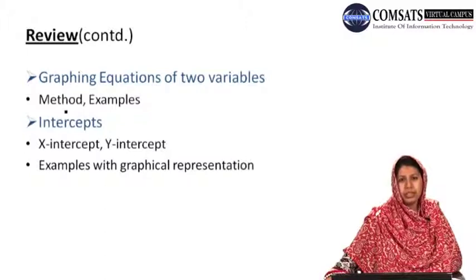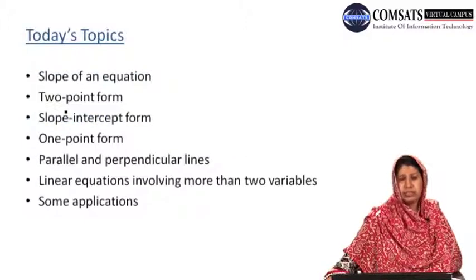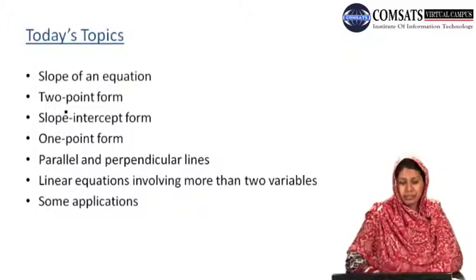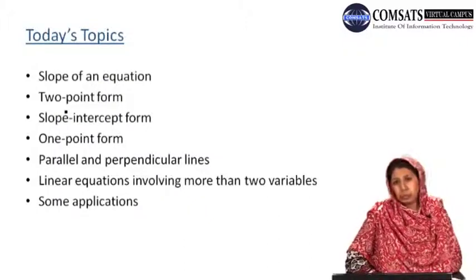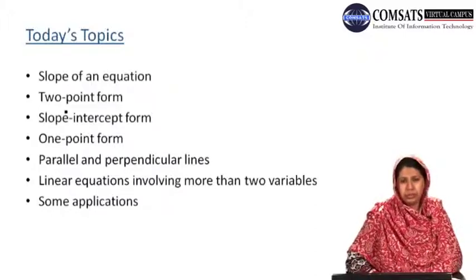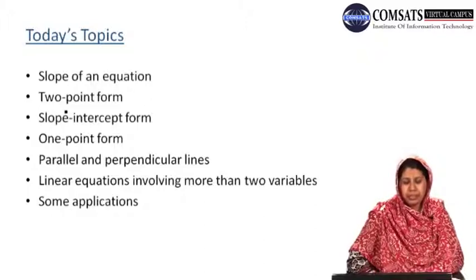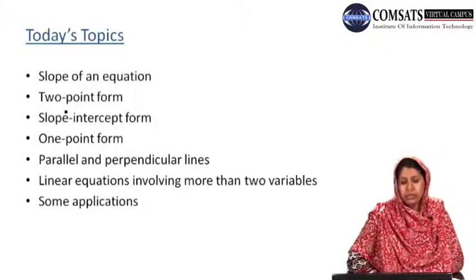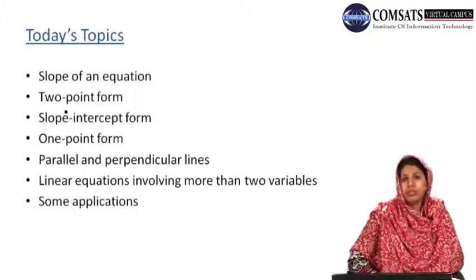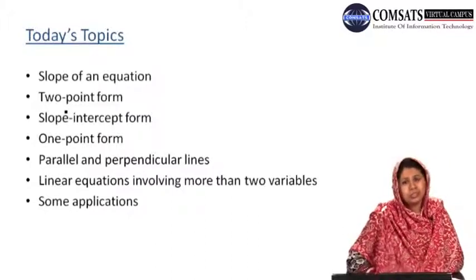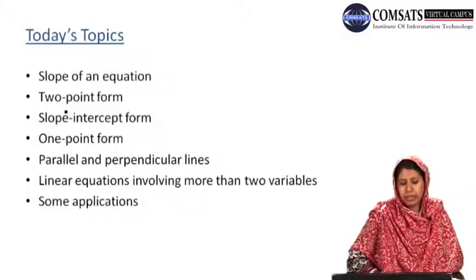Today we continue with our second lecture on linear equations. What we will mainly discuss today is, what do we mean by the slope of an equation? Slope is a very important tool and a very important definition which tells us many things about an equation. Then the 2-point form of an equation: what do we mean by 2-point form? Definitely the equation must have 2 values of ordered pairs or something like that.